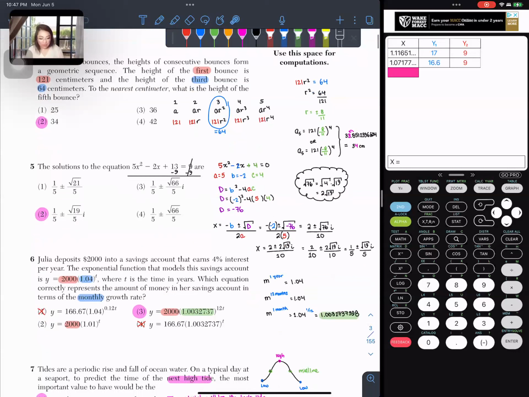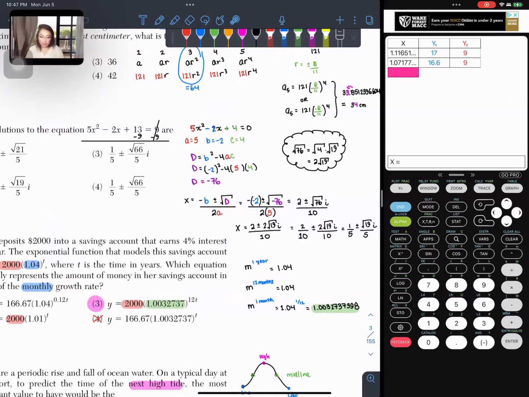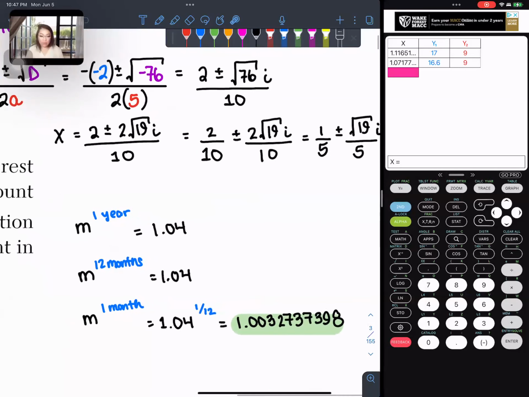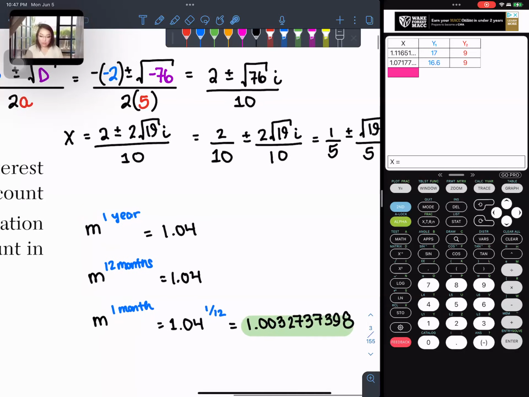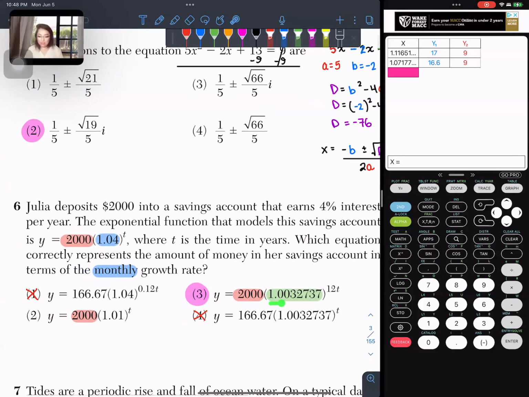Anyways, for number 6, this is a strategy that we did in class. Because they want a monthly growth rate, you set M equal to 1.04, but the power, which is 1, represents the 1 year. So 1 year is 12 months, but you're looking for only 1 month. So you take the 12th root of both sides and you get 1.003. And 1.003, it doesn't matter, because if you had done this on the calculator, this to the 12th power is choice 3.